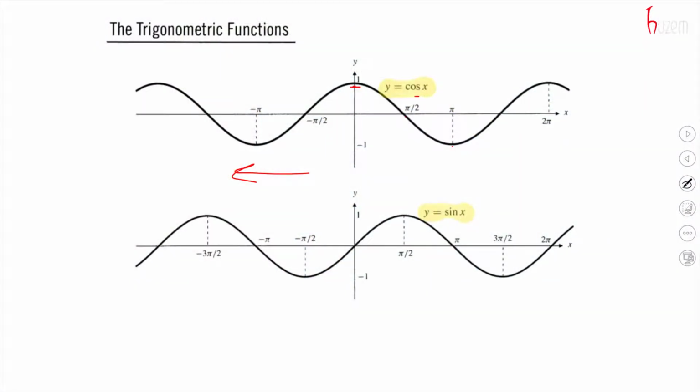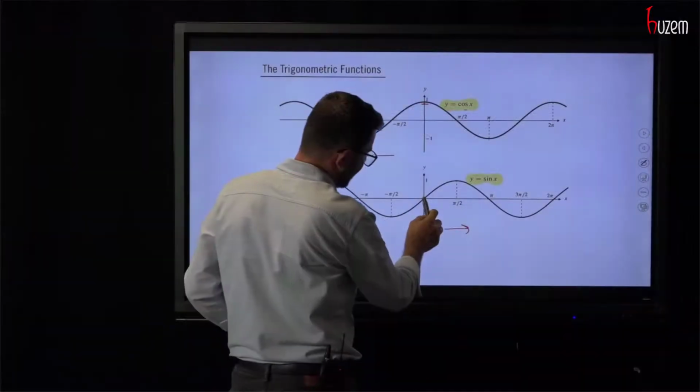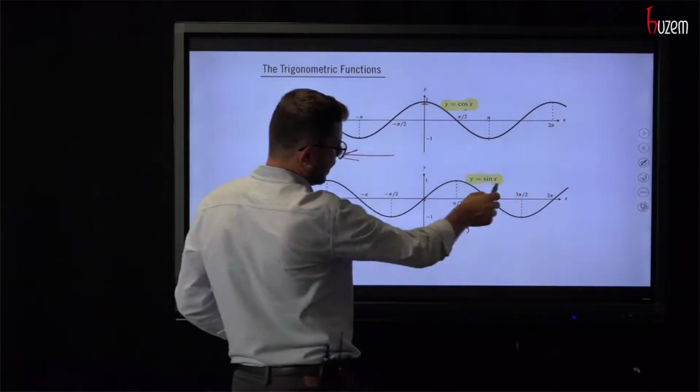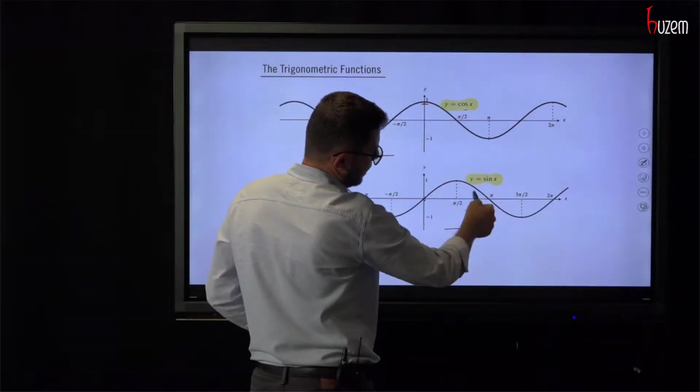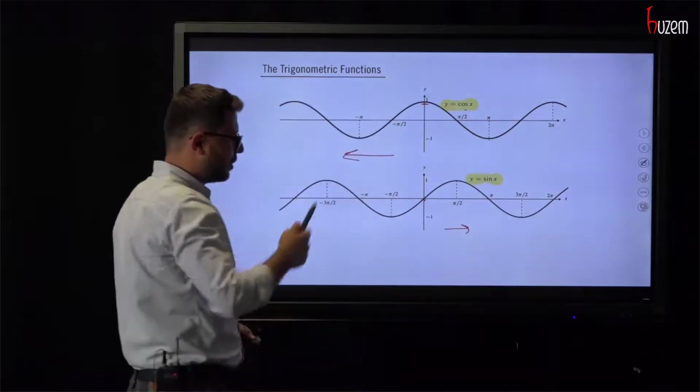For the sine, it's just a pi half shift to the right. This makes sense because we know if we are working with complementary angles, their sine and cosine values will be the same. So sine of 0 is 0, sine of pi half is 1, and sine of pi is 0, and so on.